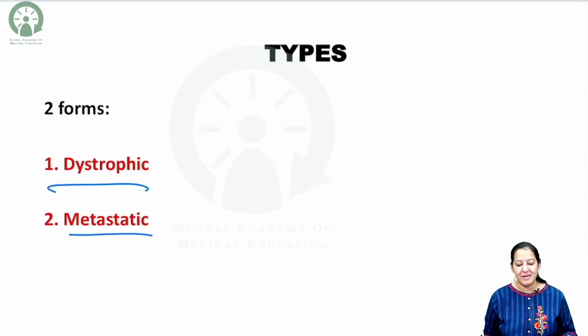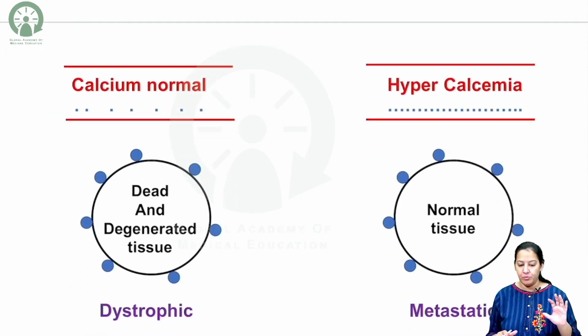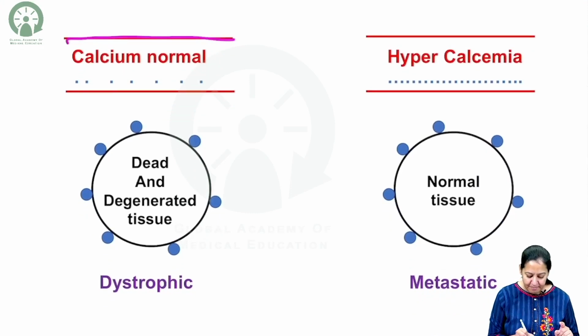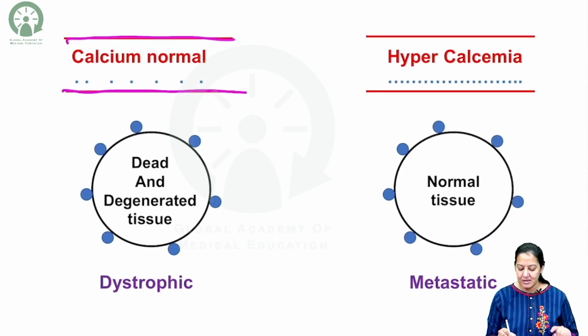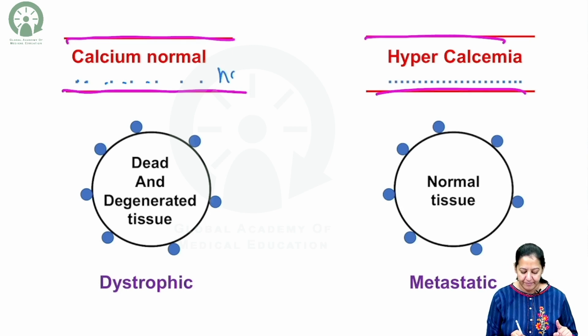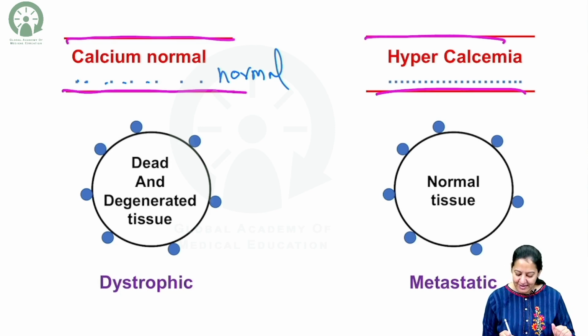What is the difference between them? For your simplicity, I have drawn this sketch diagram to make you understand the difference between dystrophic and metastatic calcification. In this diagram, you can see a blood vessel inside which calcium is present, and here is also a blood vessel inside which calcium is present. In the first blood vessel, the calcium is present in normal amount. What is the normal concentration of calcium in human blood? It's 9 to 11 milligram per deciliter. But in the second case, you can see hypercalcemia.